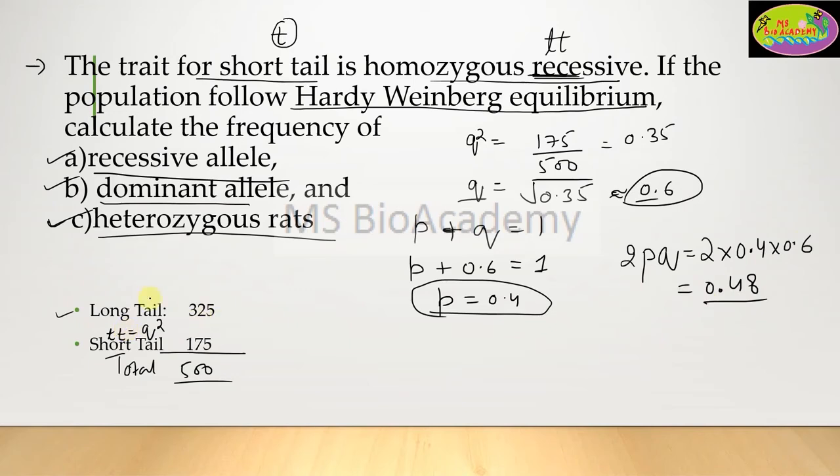Now here, why haven't we calculated from the long tail, that is, why haven't we done 325 divided by 500 and calculated the p square? Why haven't we done this?